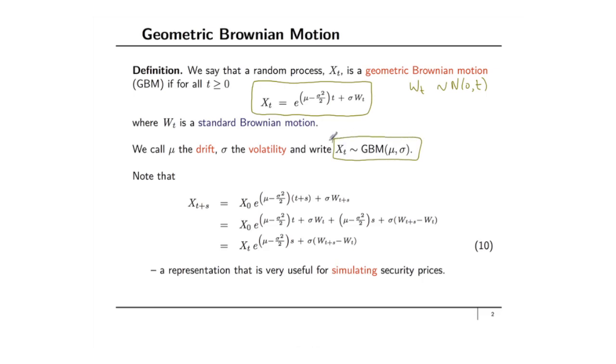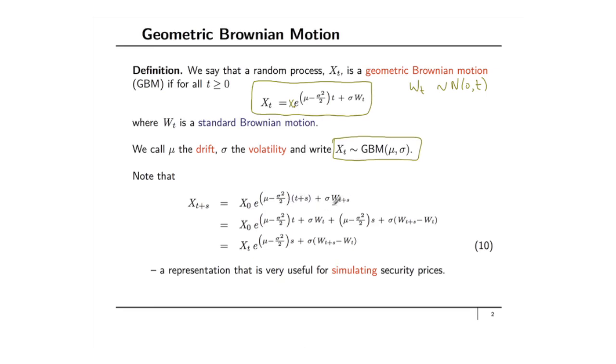An interesting observation to make is the following. Let's take a look at this expression, but let's replace t with t plus s. If we do that, we'll see that X_{t+s} equals X_0, and in fact I should have had an X_0 here, so X_{t+s} equals X_0 e to the (mu minus sigma squared over 2) times (t plus s) plus sigma times W_{t+s}.